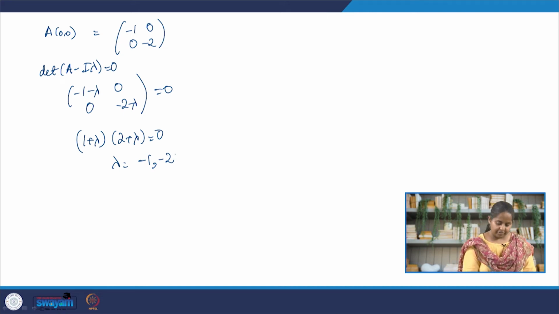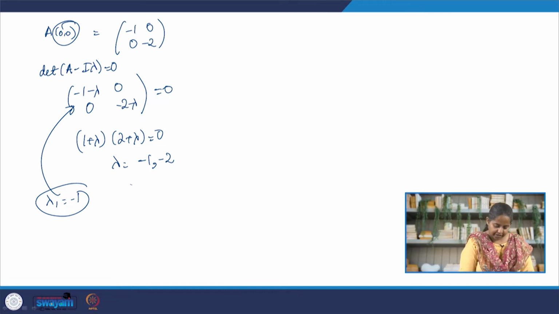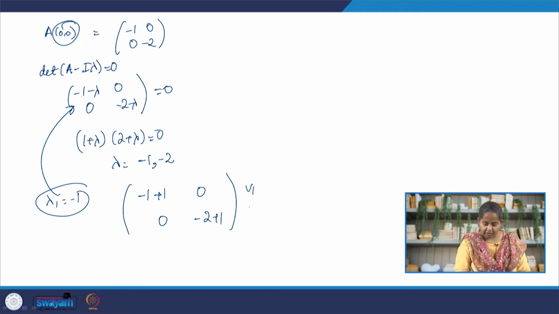Let's find the eigenvectors. For lambda 1 equal to -1 at this particular fixed point, to find the eigenvector we need to substitute this value of lambda 1 into this and multiply it by v1, v2, and their product should be 0. So what we get here is -1 plus 1, that is -1 minus -1 becomes +1, 0, 0, minus 2 plus 1, times v1, v2 is equal to 0.